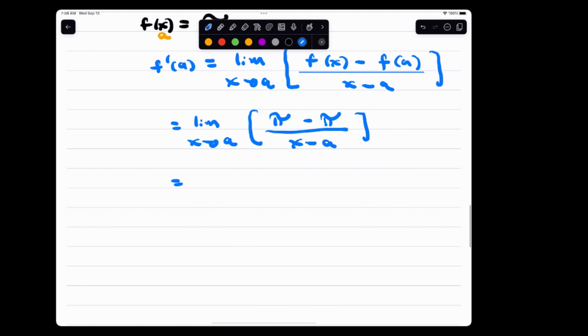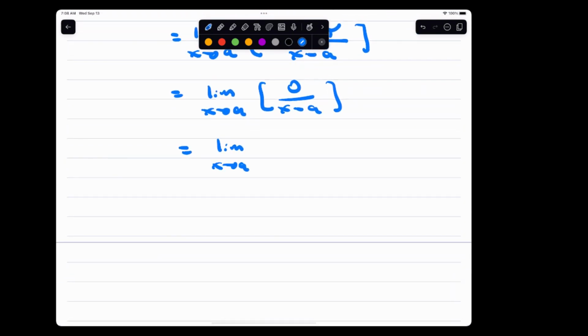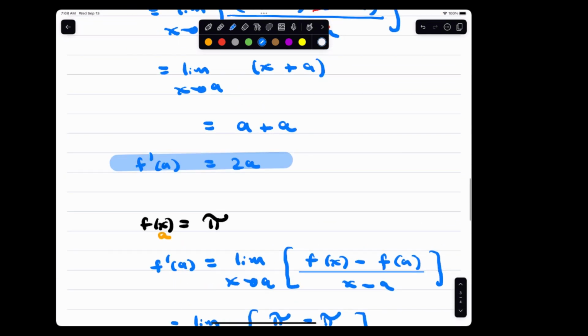Okay. Limit as X goes to A. What is pi minus pi? Isn't that zero? What's the limit of zero? Anybody? What's that limit? Zero. Isn't that going to be zero? Yes. Okay, so the derivative at that point is actually going to be zero. So I'm just going to share with you some examples here of using that particular definition.